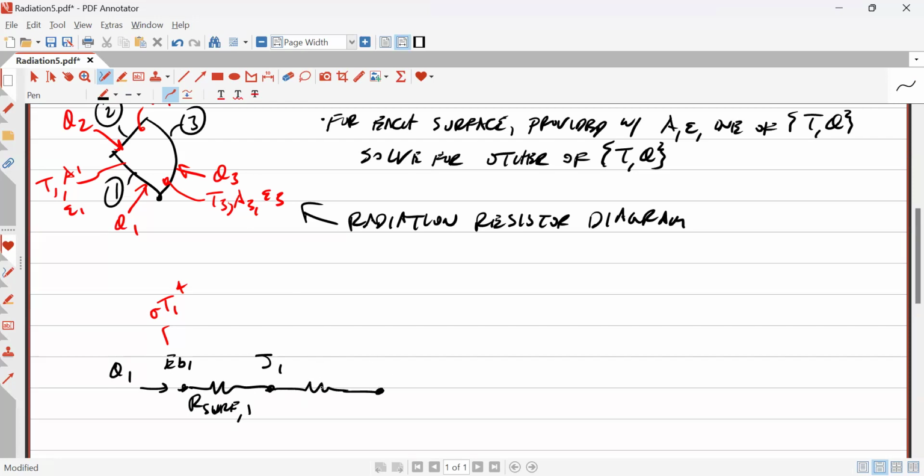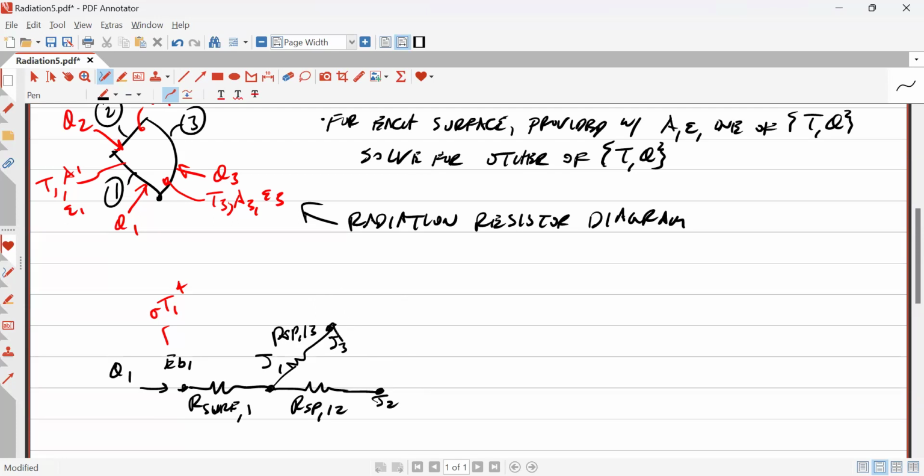And if you continue on, the radiation that leaves surface 1 can either go to 2 or 3. So we're going to have a spatial resistance from 1 to 2, and we'll have a spatial resistance from 1 to 3. So that radiation then has a value of J tied to it on the node after it achieves that spatial resistance.